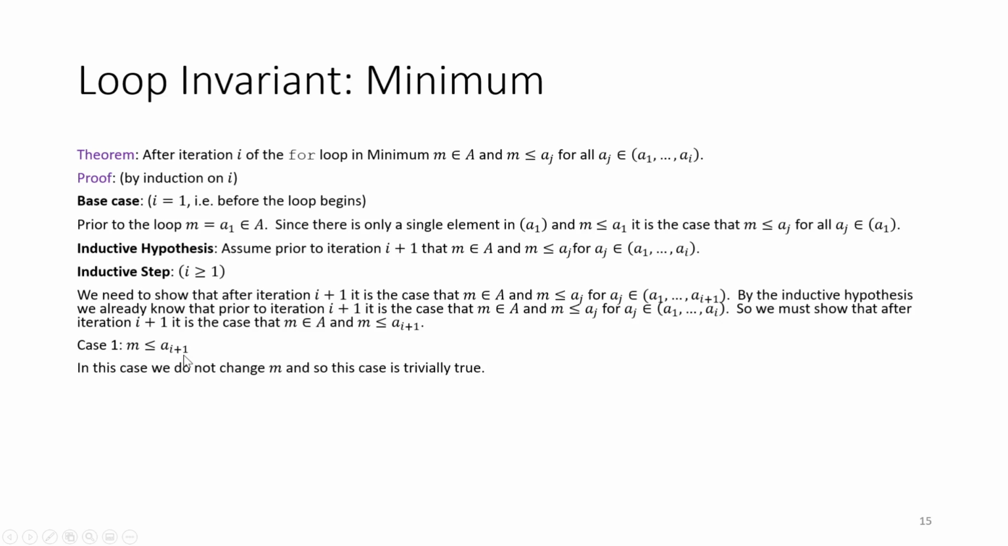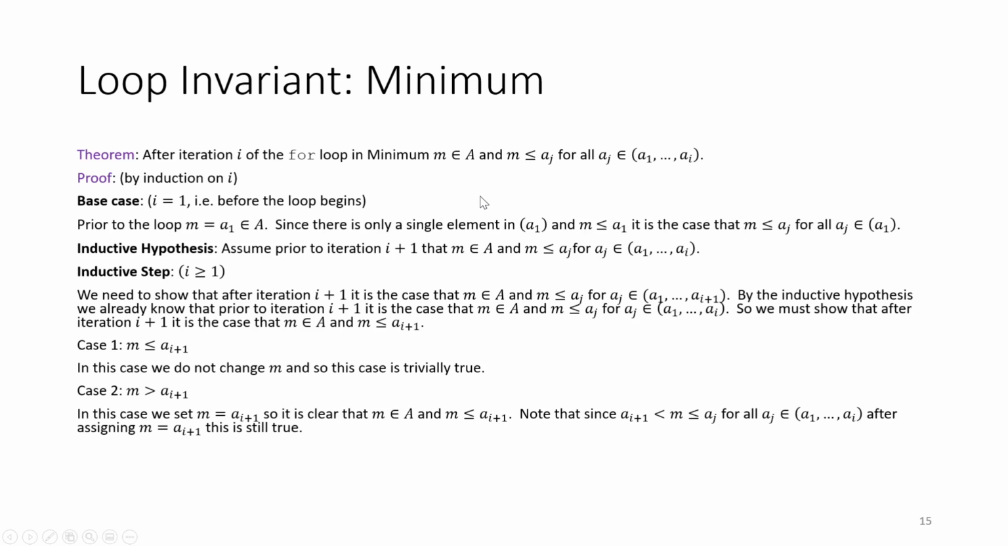So we're done. Basically we're saying in case 1, if the minimum so far is also less than the next element, then we don't make a change, and we didn't have to make a change because it was already the minimum up to and including this point. Okay, so what about the other case?